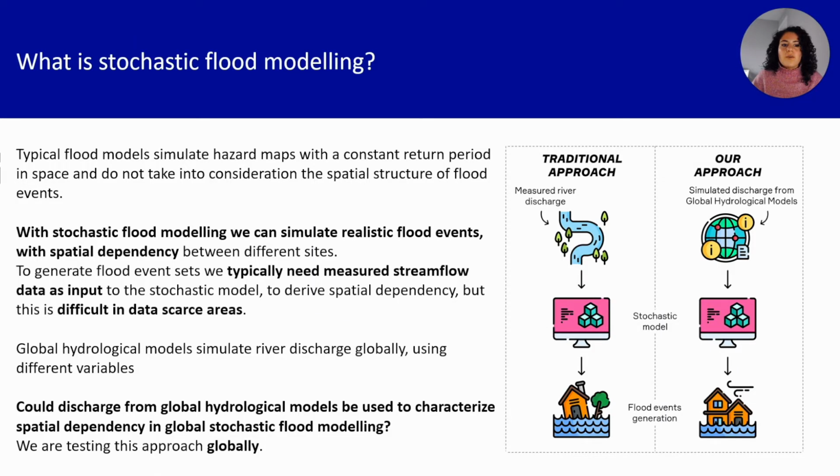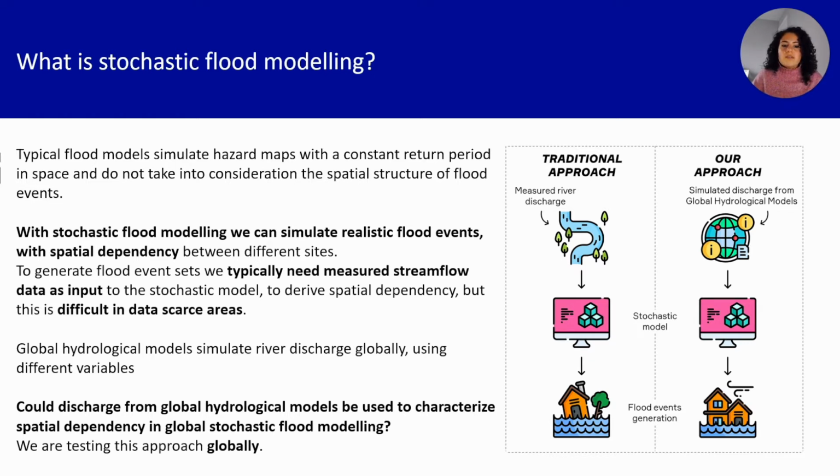So the first question we'll have to answer is, what do we mean by stochastic flood modeling? While typical flood models simulate hazard maps that have a constant return period in space and do not take into consideration the spatial structure of flood events, stochastic flood modeling allows us to simulate realistic flood events with spatial dependency between different sites. So this means that, for example, when we're looking at the risk associated with a 100-year event, instead of simulating a 100-year flow everywhere in our study area, we simulate many different events and then look at all of those that have a return period of 100 years.